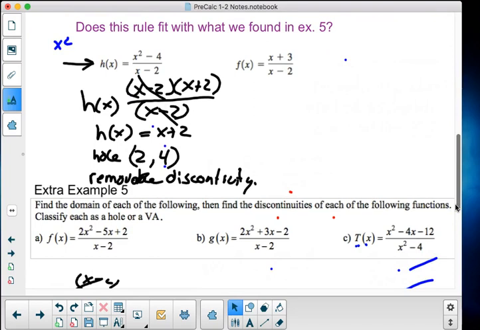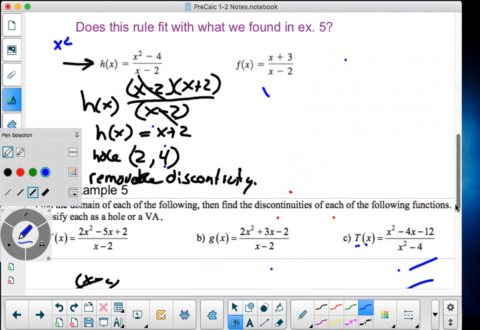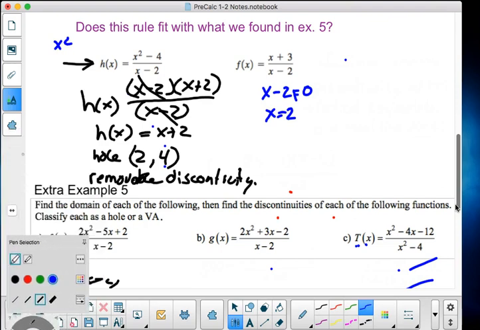Now, in this next one, there is no removable discontinuity. There is an infinite discontinuity with x minus 2. I already know that this x minus 2, when it's 0, it can't be 0, so x is equal to 2. So I know my domain restriction here: x can't be 2. If I talk about it in interval notation, it goes from negative infinity to 2 and then 2 to infinity, but I'll leave it like that for this one.